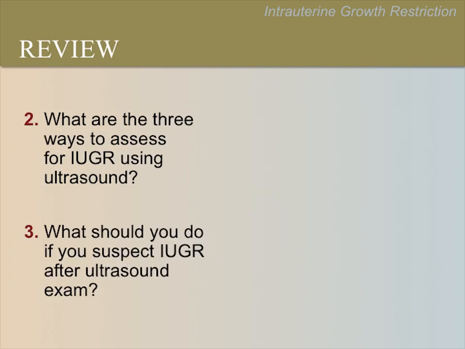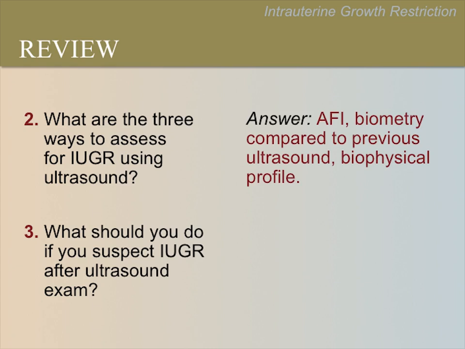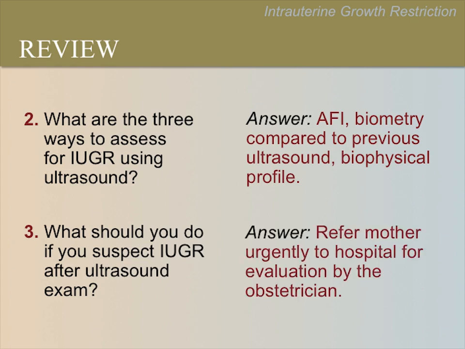What are the 3 ways to assess for IUGR and its complications using ultrasound? The answer is amniotic fluid index, biometry compared to a previous ultrasound, and biophysical profile. What should you do if you suspect IUGR after an ultrasound exam? The answer is to refer the mother urgently to the hospital for evaluation by an obstetrician.